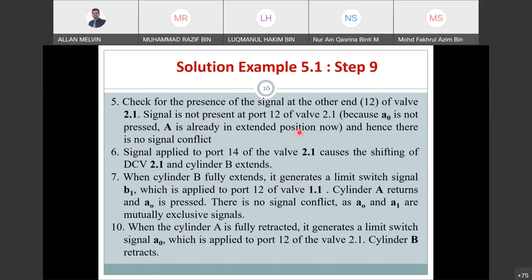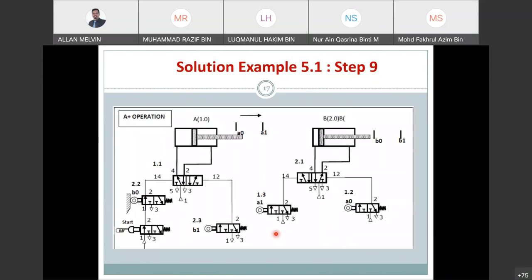You will watch it here. So this is the A plus operation. For A plus, you press the push button where there is a hand picture here. Then it turns on. I think I already explained, but I will explain again.